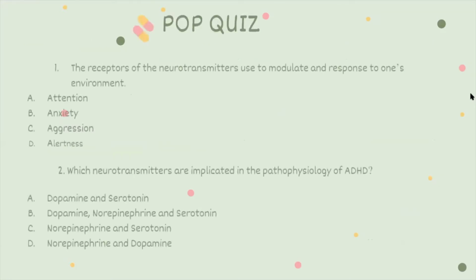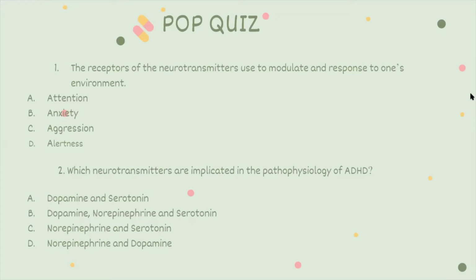Pop quiz. We have 2 questions. Number 1. The receptors of the neurotransmitters are used to modulate the response to one's environment. A, attention. B, anxiety. C, aggression. D, alertness.